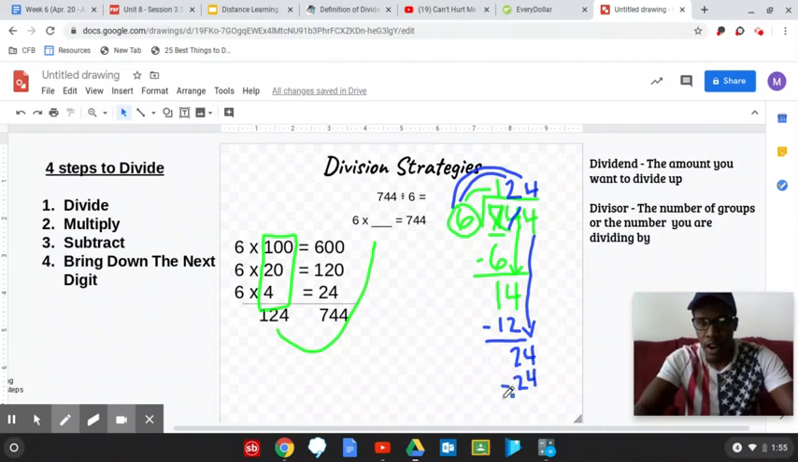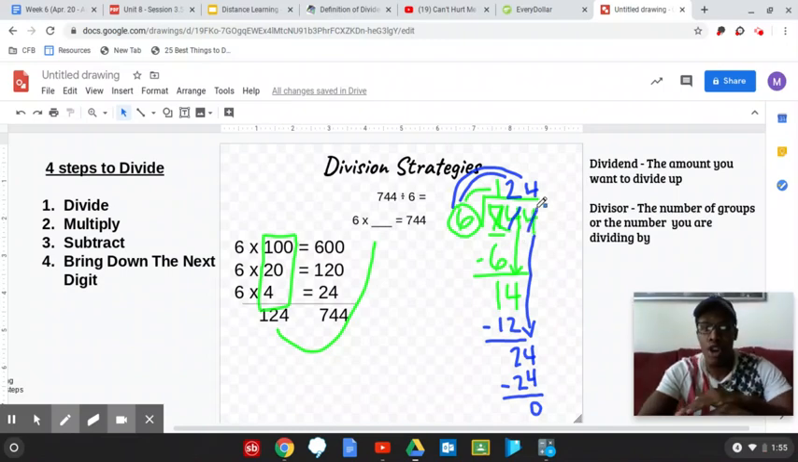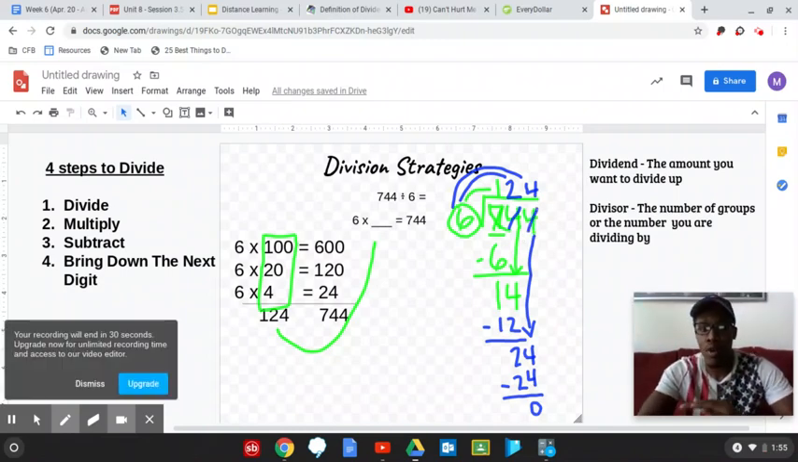Now, our next step, bring down the next digit. But there are no more digits to bring down. That means you are done. Whenever there are no more digits to bring down, you're finished. In this case, we have no remainder.